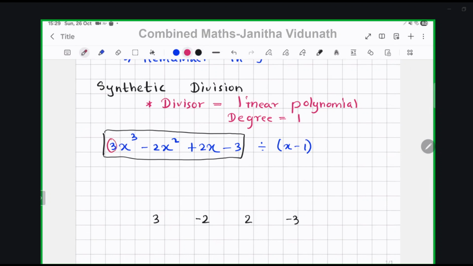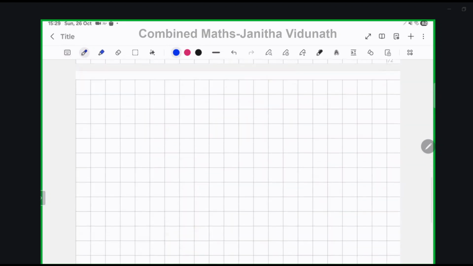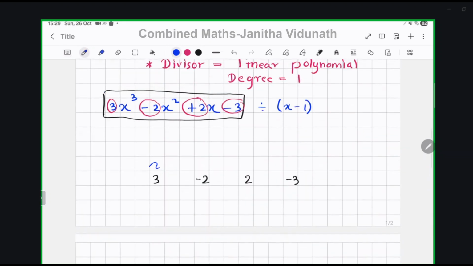This is the first coefficient. This is the second coefficient. This is the third coefficient. This is the fourth coefficient. Okay. Then we put our division symbol like this.